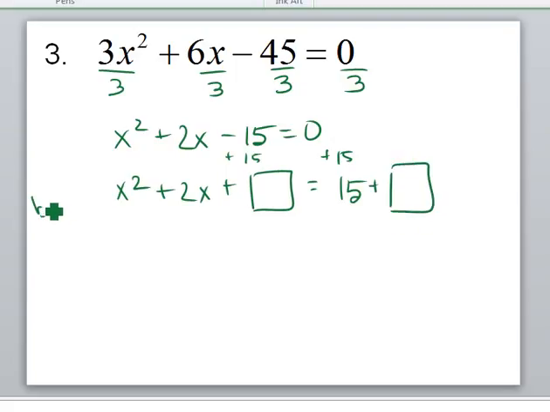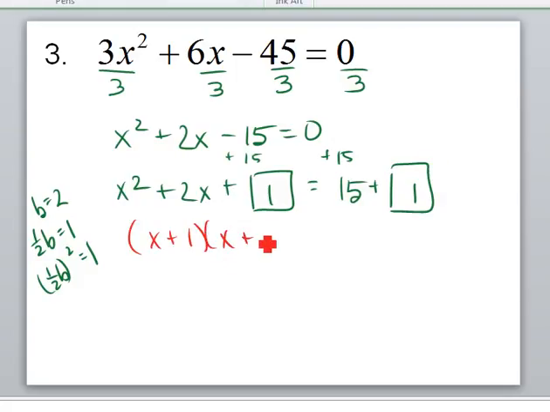Look at your b term, which is a 2. Take half of it, which is 1, and then square it. 1 squared is 1. So I'll put 1 in each of the boxes, and I'll factor it. This would be x plus 1 times x plus 1 equals 15 plus 1, which is 16. Single quantity squared, and then we'll square root both sides.